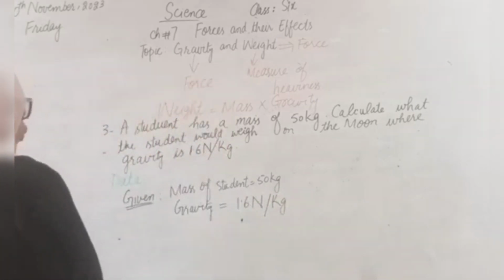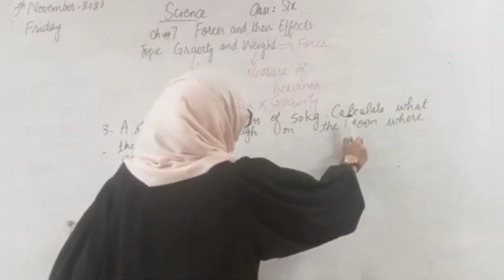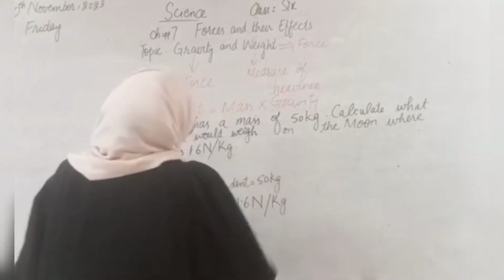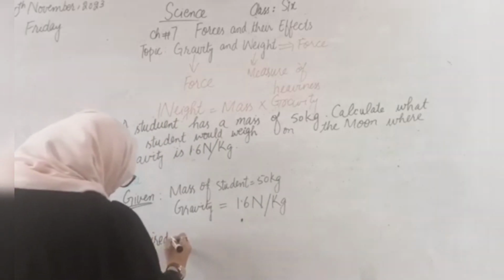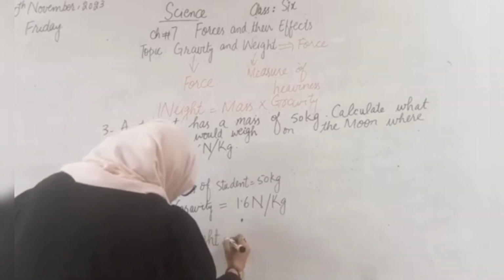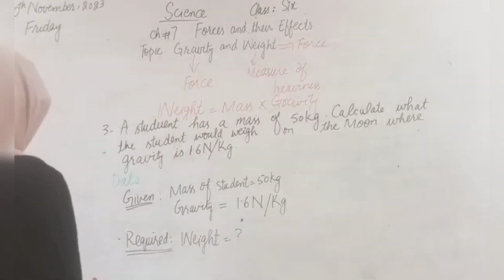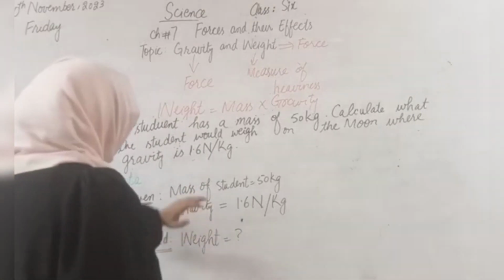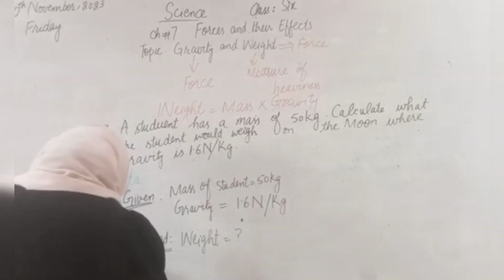And we will write the required things. We can get an idea of the required things by reading the statement: calculate what the student would weigh. We have to find the weight. So we will first mention required: we require the weight. We don't know the weight. Okay, we will solve this numerical by getting an idea from the required and given things, by the data as well, and we will mention now the solution.